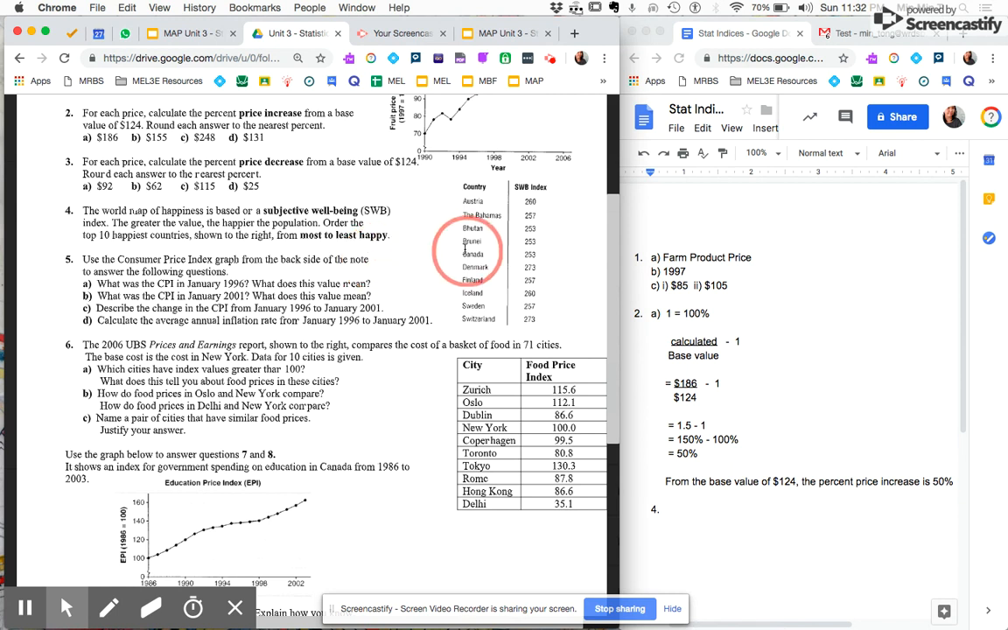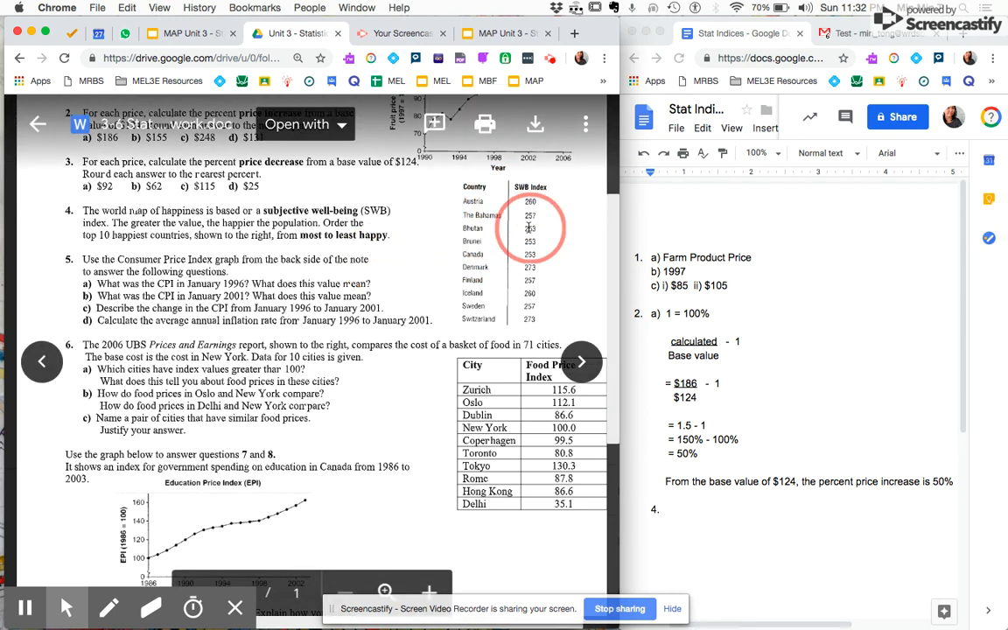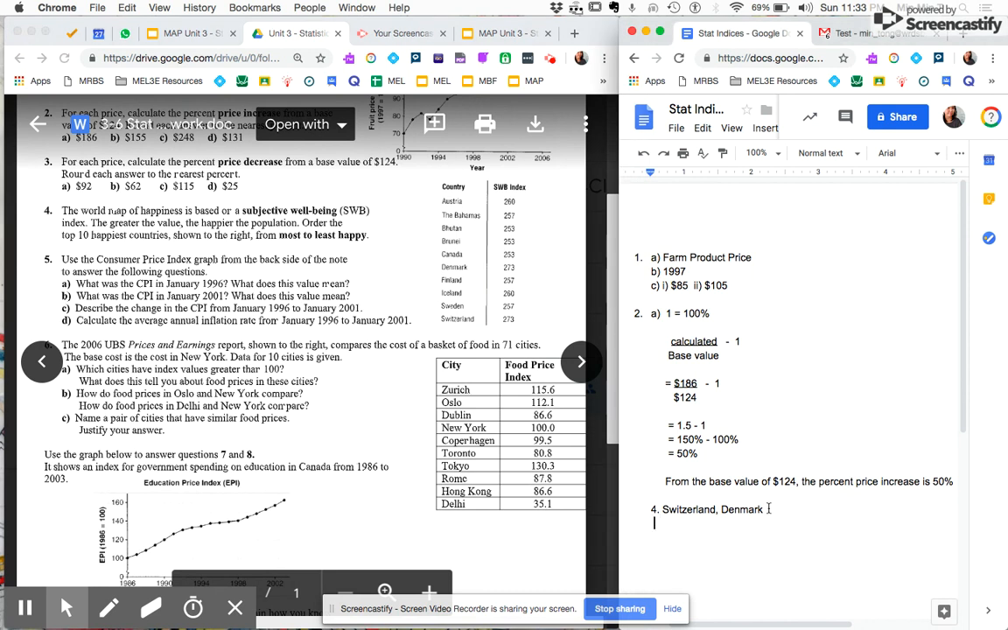If we're looking at most to least happy, we're going to look for the highest value. So in this case, it looks like 273, 270, there's 2 countries, Switzerland and Denmark. So let's type Switzerland and Denmark. And then what would be next? Let's see. The next highest number would be 260, Austria and Iceland both at 260. So let's write Austria and Iceland at 260.